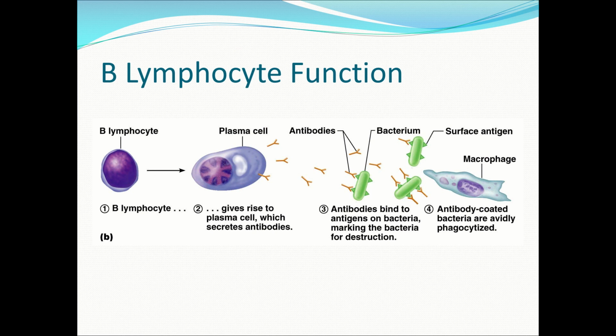So this is a summary of B lymphocyte function. The B lymphocyte will give rise to a plasma cell, which will secrete the antibodies. Antibodies then bind to antigens on the bacteria, marking the bacteria for destruction. And the antibody-coated bacteria are avidly phagocytized. It's, again, like a flag, kind of like opsonization, that signals the macrophage to come in and engulf that bacteria for dinner.